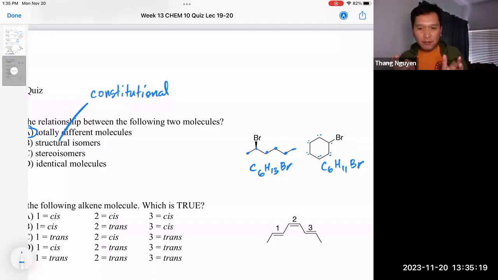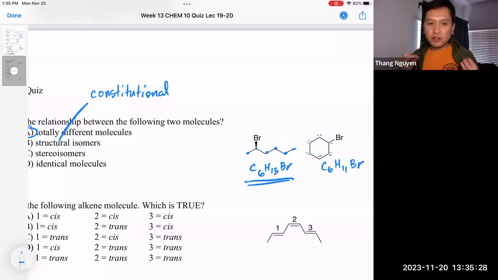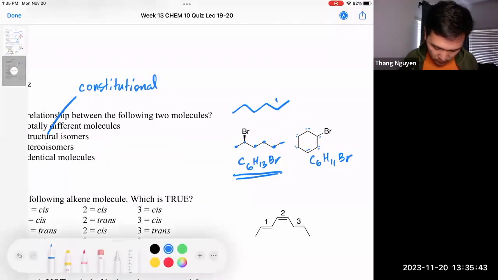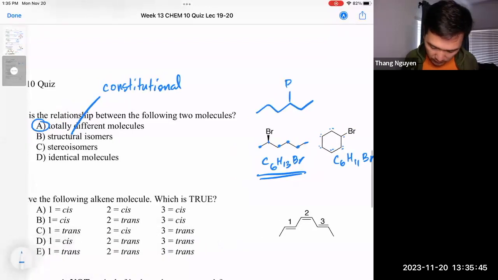So they have something in common. They share the same molecular formula, meaning they have the same number of atoms. But what is different about them is the structure. And what that means is how the atoms are connected to each other. So for example, I can draw a molecule where the bromine is right here.